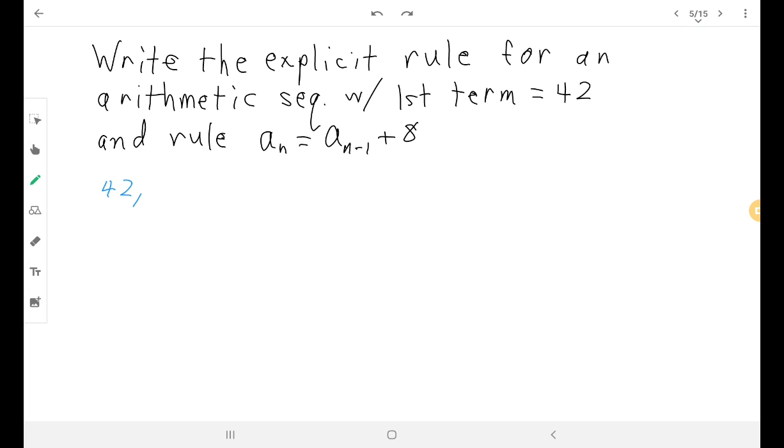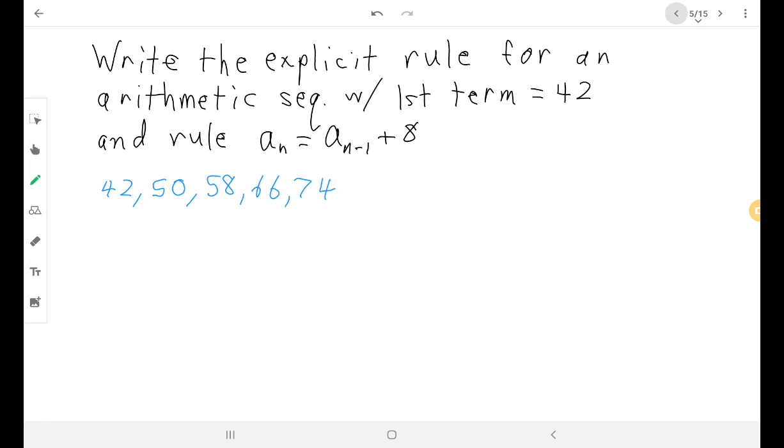Okay, so 42, if I add 8, that gives me 50. 50, if I add 8, that gives me 58. 58, if I add 8, that gives me, what is that, 66. And 66, if I add 8, that'll give me 74. And that's enough. That's the first 5 terms, so I can check my explicit rule pretty well. I can check like the second one, the fifth one, that sort of thing.